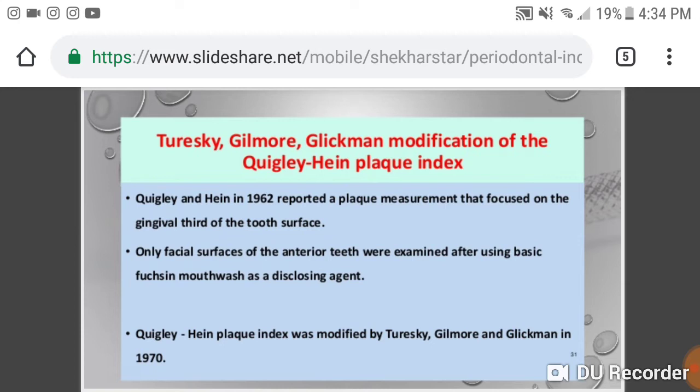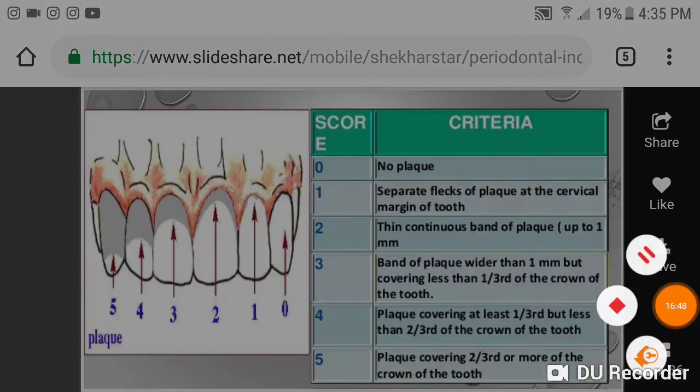Turesky-Gilmore-Glickman modification of the Quigley-Hein plaque index. Quigley and Hein in 1962 reported a plaque measurement that focused on the gingival third of the tooth surface. Only facial surfaces of the anterior teeth were examined after using basic fuchsin mouthwash as a disclosing agent. The Quigley-Hein plaque index was modified by Turesky, Gilmore, and Glickman in 1970.